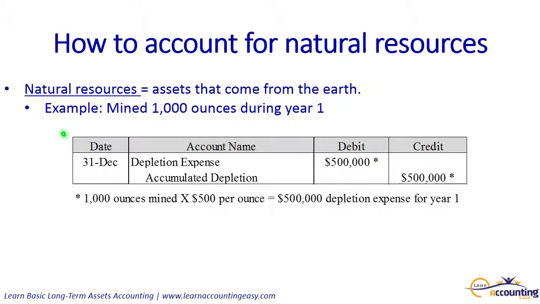So if we move on with this example where we had calculated using the $1 million divided by the 2,000 units, so we had $500 per unit or per ounce. Well, if in year one we actually mined 1,000 of those ounces, that would give us $500,000 of depletion expense for the year. And all we have to do is debit depletion expense, and then we credit accumulated depletion.